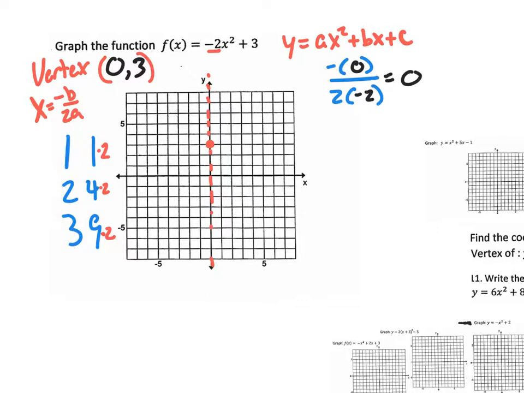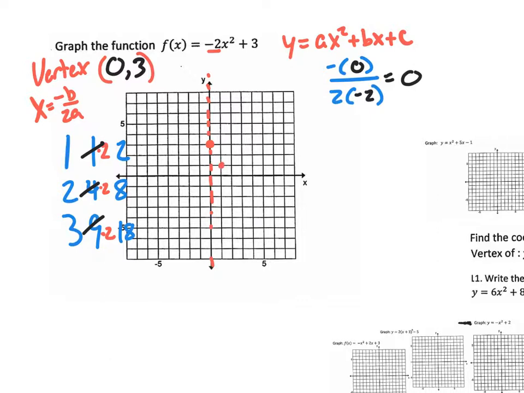So instead of 1, 1, I'll get 1, 2. Instead of 2, 4, I'll get 2, 8. Instead of 3, 9, I'll get 3, 18. So I'm not using the 1, the 4, the 9. It's really the 2, 8, and 18 that it becomes modified to. So from the vertex, I know that it's opening down. I'm going to go 1 over, 2 down. So 1 to the side and 2 down, and let's put a dot right there.